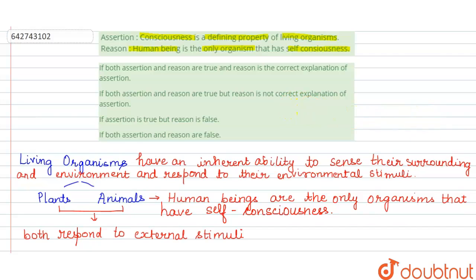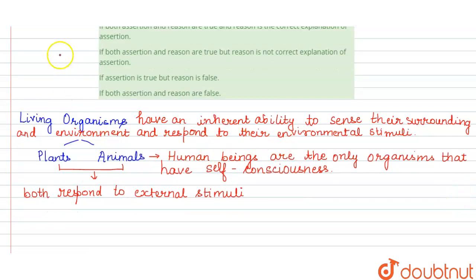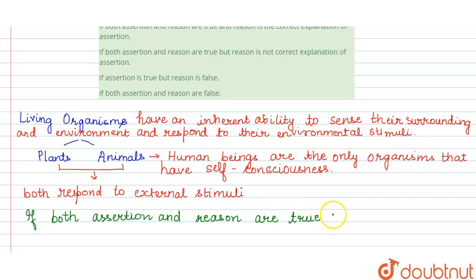So for the given question, the answer will be: both assertion and reason are true, but reason is not the correct explanation of assertion.